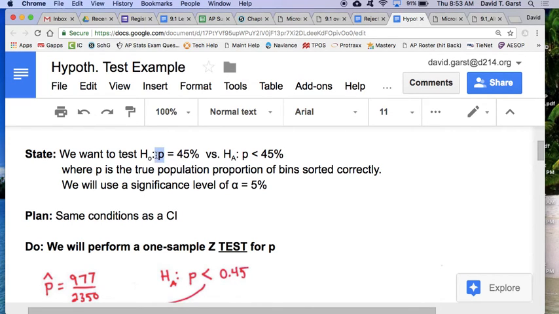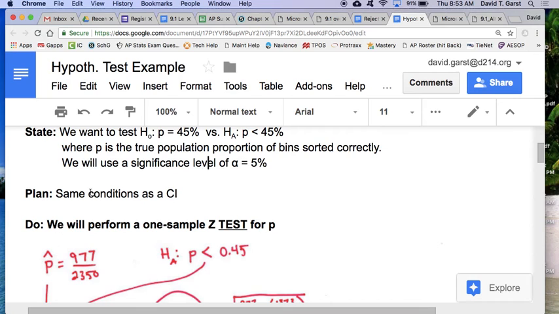And if we're going to use p in this problem, which you always have to define, your parameter of interest, we have to write what p is. So same thing we did last time. p is the true population proportion of bins sorted correctly. The last thing, instead of saying what our confidence level will be, look what we're doing now. We will use a significance level of alpha equals 5%. If you want to put the little alpha down by the significance level, that's what it means. To be statistically significant means for the p-value to be lower than 5%. That's to be statistically significant.